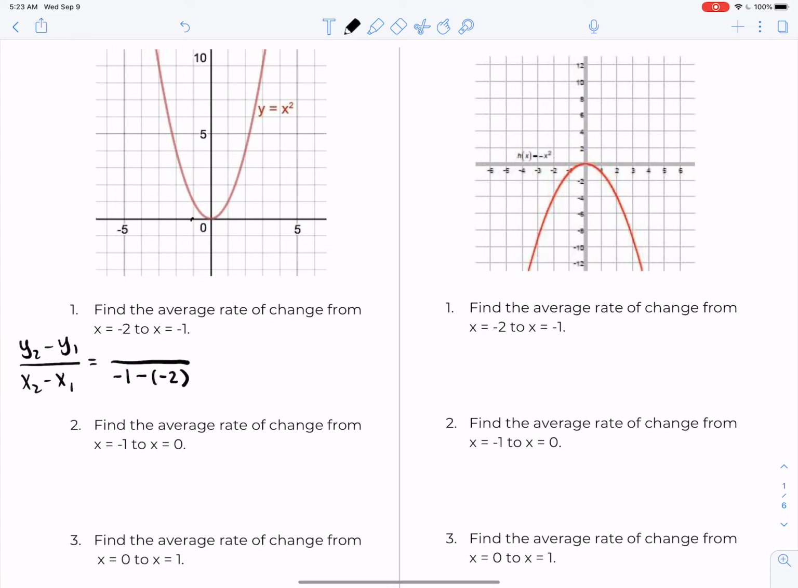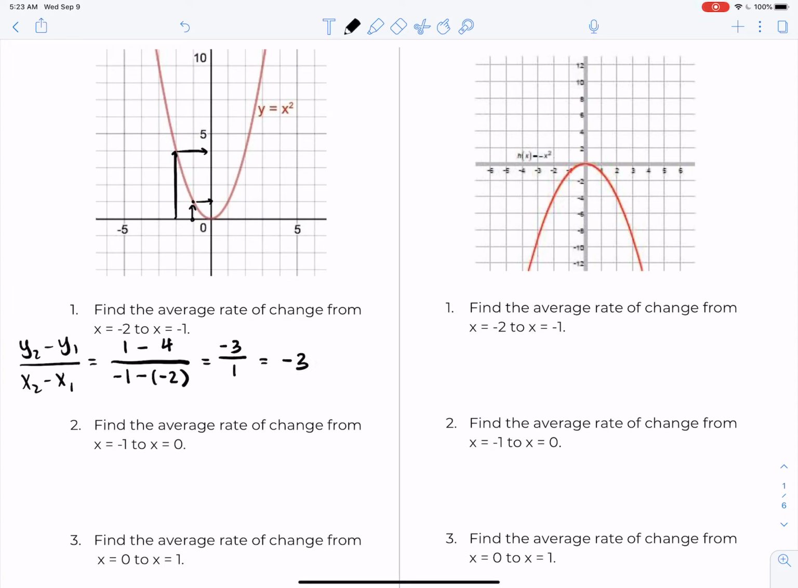So for negative 1, we go up. I see that's positive 1. Minus, well, then from negative 2, we go up, and I see that that is positive 4. 1 minus 4 would give us negative 3. And negative 1 minus negative 2 would give us positive 1. So the rate of change here we get is negative 3. Okay, so we've seen that before.